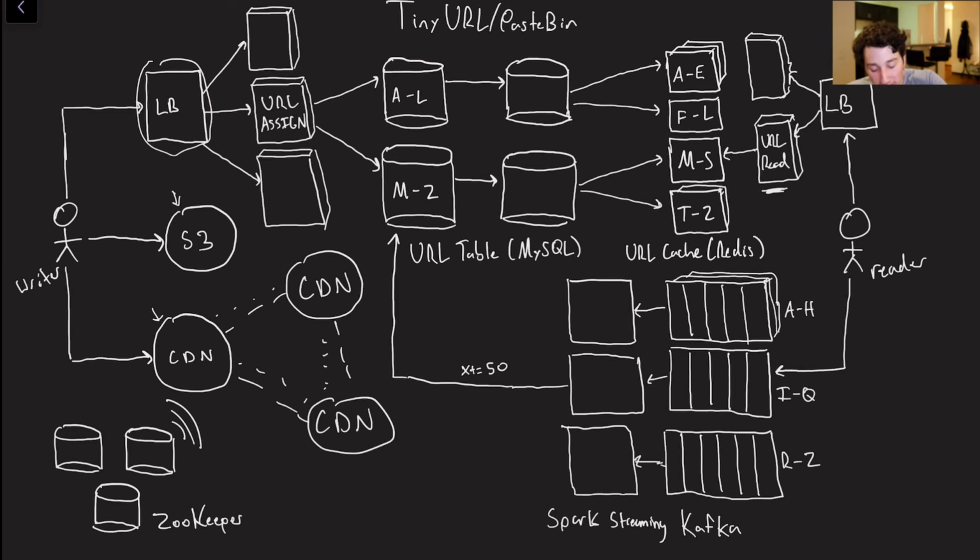So once we hit our assigning service, we're now going to have to hit a database and actually write our data. So as you can see, I have those partitioned by the range of the short URLs, A through L, M through Z. And of course, we've also got our single leader replication. Single leader rep. And this is going to be our URL table, which ideally should be stored in MySQL.